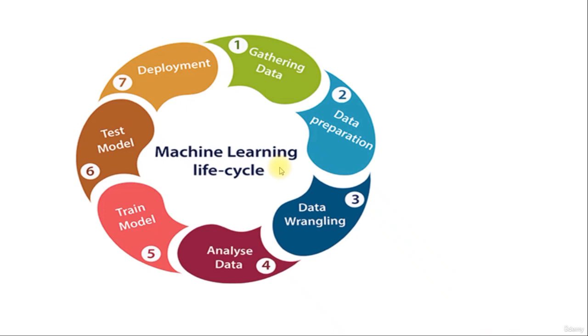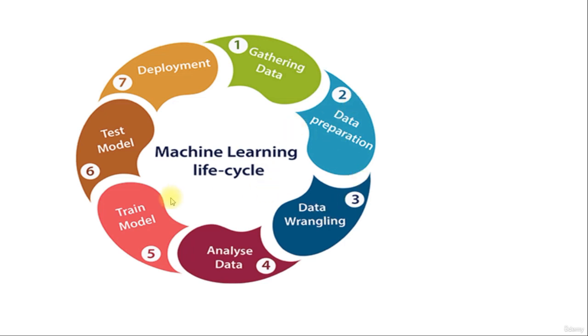So these are the various stages that are involved in a complete machine learning project. You first gather the data, or data collection or data acquisition step. Then you have data preparation or data wrangling, data analysis. So this is all data pre-processing steps.